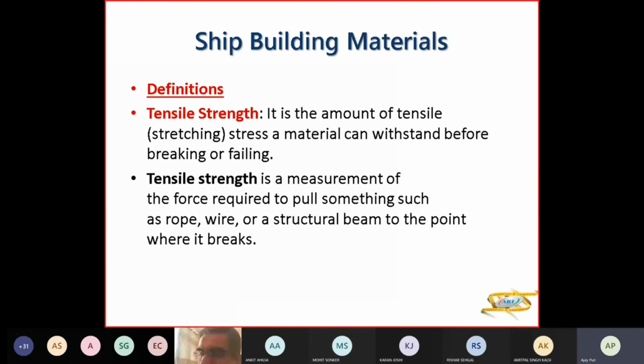We do certain definitions because they come in your exams. So tensile strength, this is all class 6th, 7th level: tensile strength, malleability, ductility and all. Tensile strength is the amount of tensile or stretching stress a material can withstand prior to breaking or failing. It is the force required to pull something like a rope or wire or a structural beam to a point where it breaks.